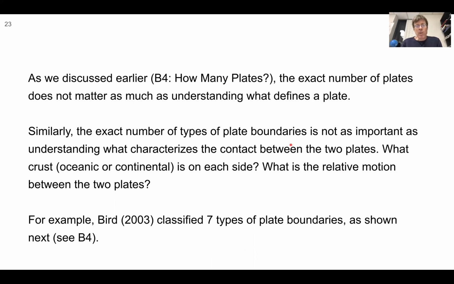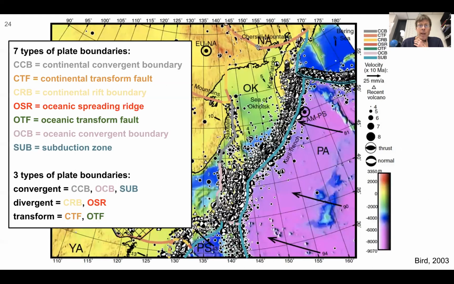Just to give an example, we saw earlier, Peter Bird classified 7 types of plate boundaries everywhere in the world, as shown next. So he had in this, for each of the figures, these 7 different types of boundaries, but we could lump these together for ourselves and group the convergent boundaries based on these 3 and the divergent boundaries based on these 3. So this is just to show there's choices to be made in what level of detail you want to look at. But for us, this would be the big subduction boundary, this blue one, which is a common one we've been discussing.